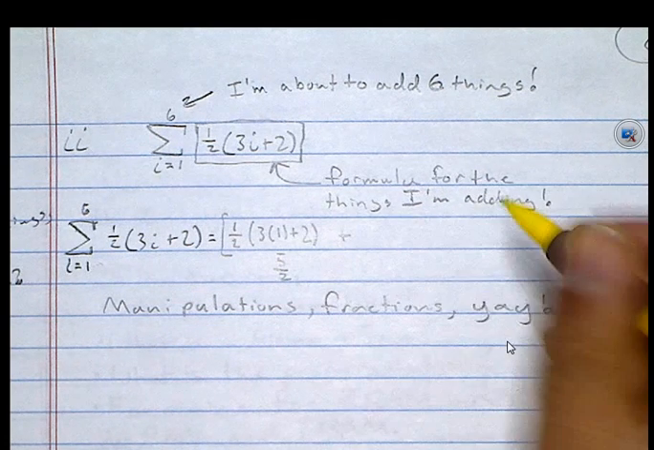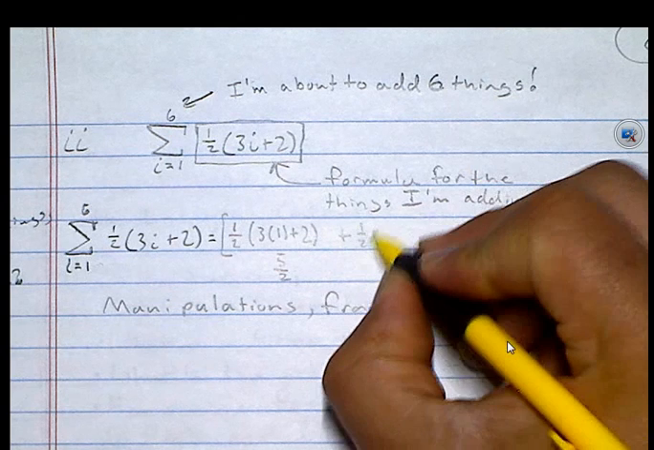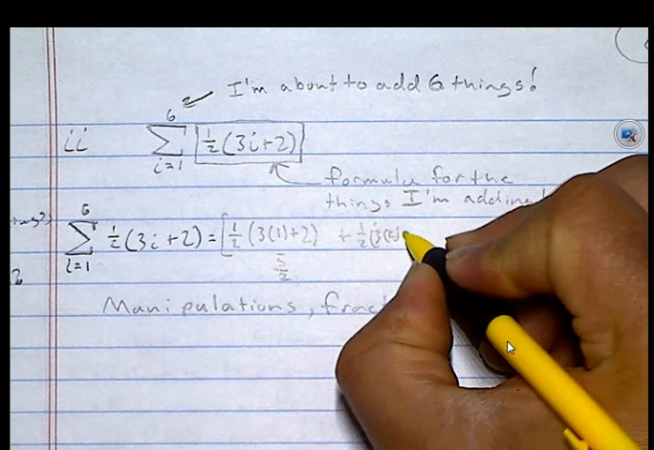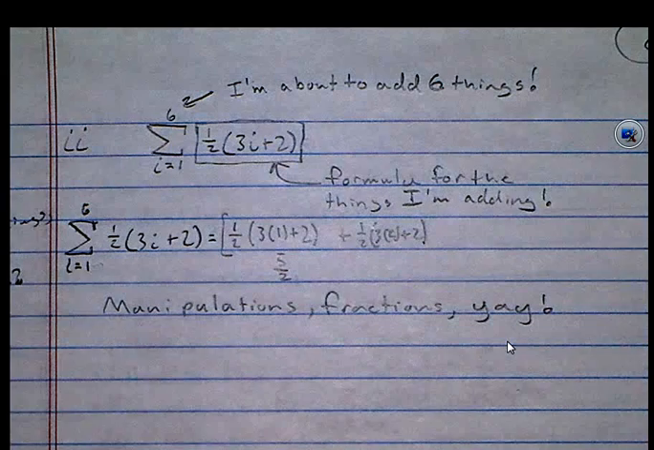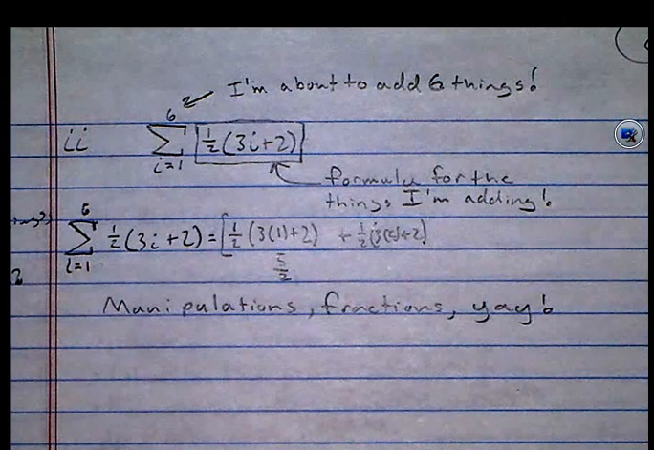How do I find the second thing? Well, 1/2 times (3 times 2 plus 2). Okay, I know that's kind of hard to see. I'm sorry about the glare there. Let's see if I can fix that.